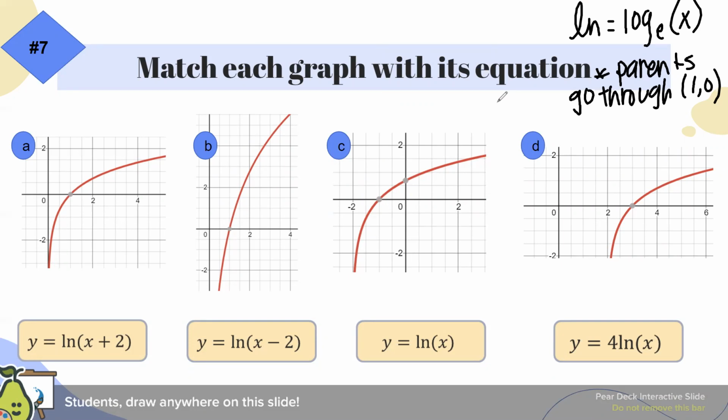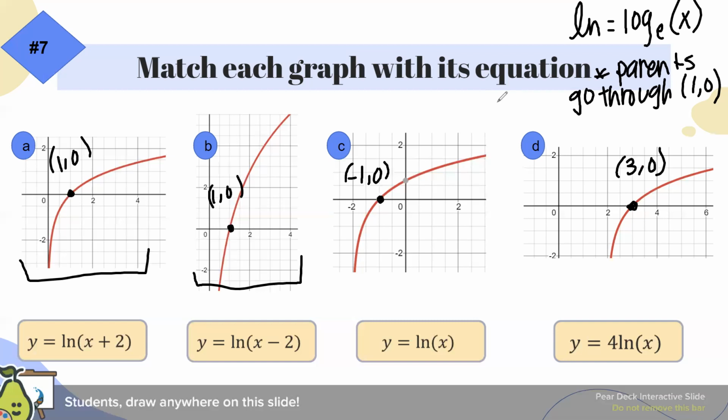So I can see that if I'm going through each graph, this point right here, the x-intercept, is (1, 0). Graph B is also going through (1, 0). Graph C is not, it's actually going through (-1, 0). And graph D is also not, it's going through the point (3, 0). So that tells me right away that graph A and graph B do not have any horizontal shifts or vertical shifts.